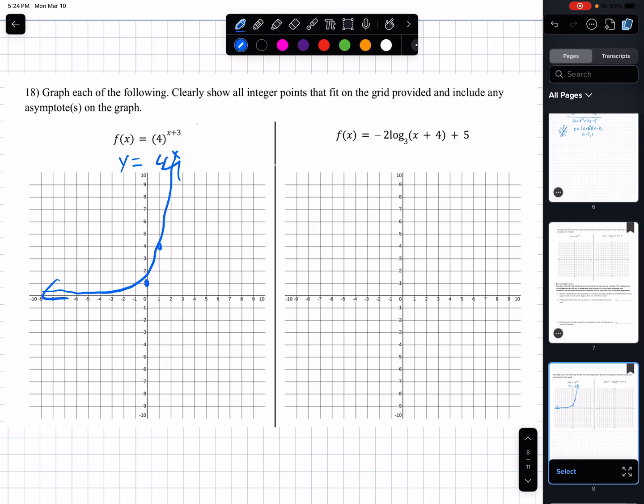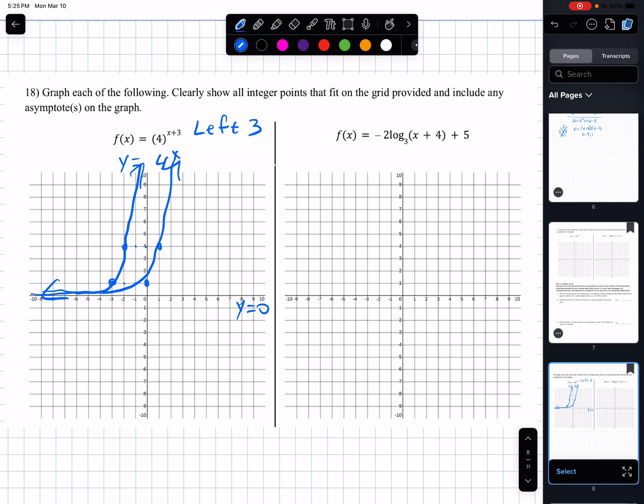Because this just means left 3. So I can take all these points and count 1, 2, 3 over, make it out. Count 1, 2, 3 over. And then it's still going to go, right? It's still the x equals 0, or y equals 0, rather, the x-axis is still the asymptote.